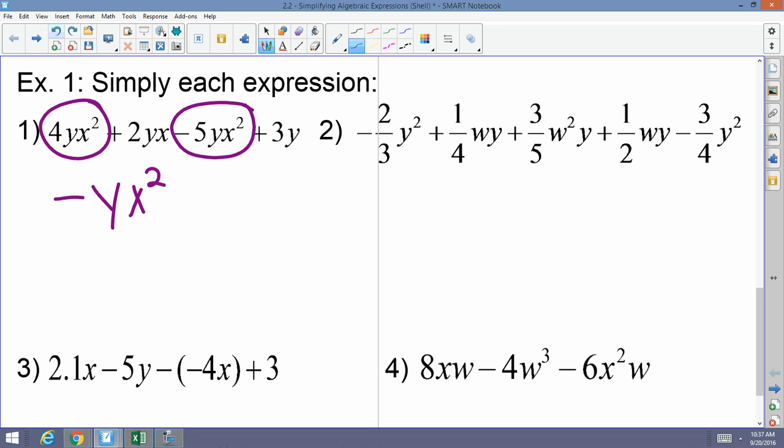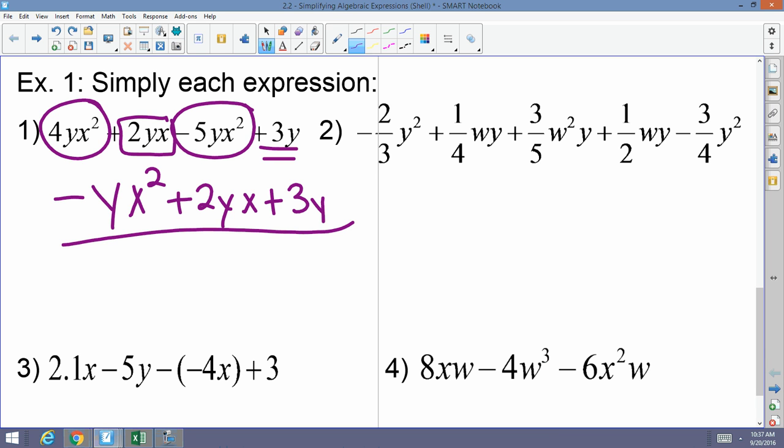And then, how about my 2y and my 2yx and my 3y? Are those like terms? No. So I would go plus 2yx plus 3y. And you're done. You already combined like terms. There's nothing else to do.